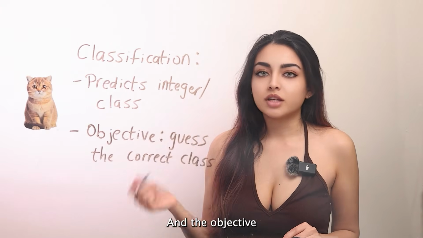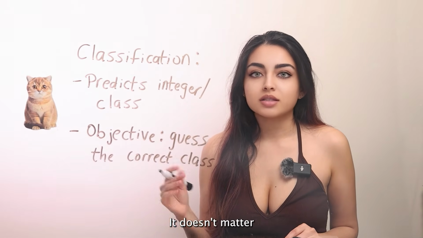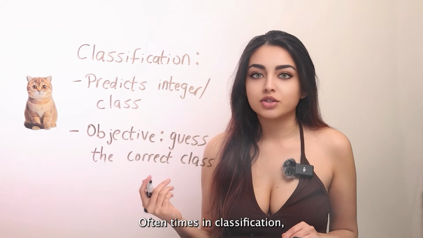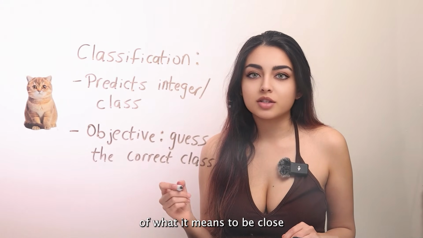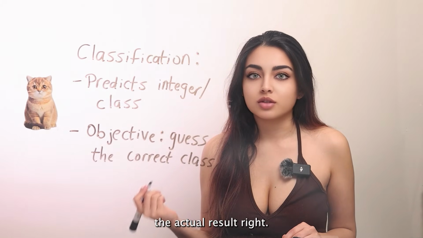And the objective here is to guess the right class in absolute terms. It doesn't matter if you get close to the right class. Oftentimes, in classification, there is no meaning of what it means to be close to the actual result. You just want to get the actual result right.